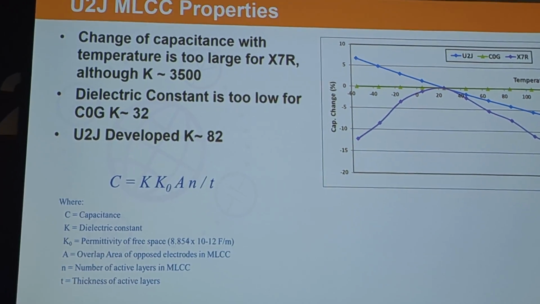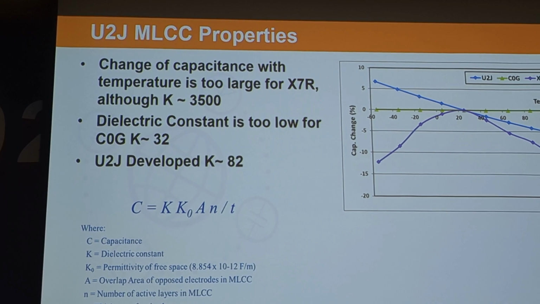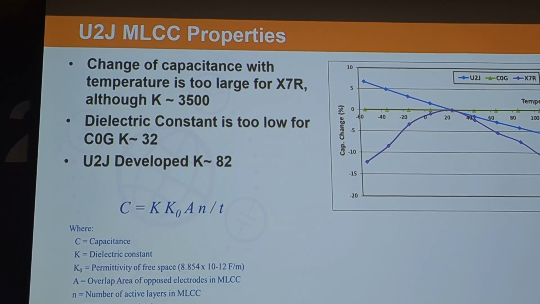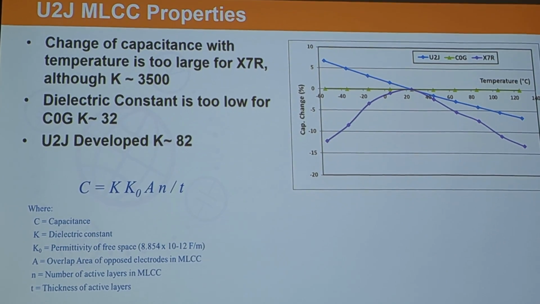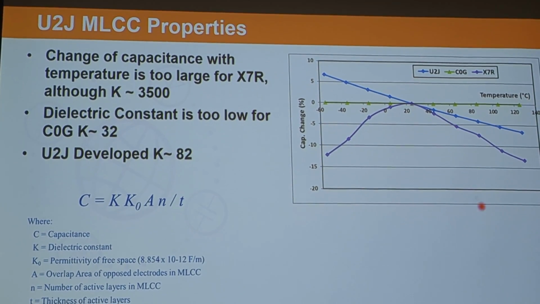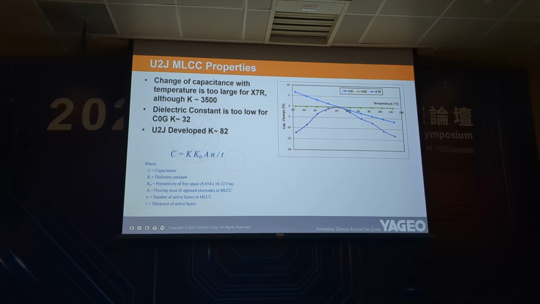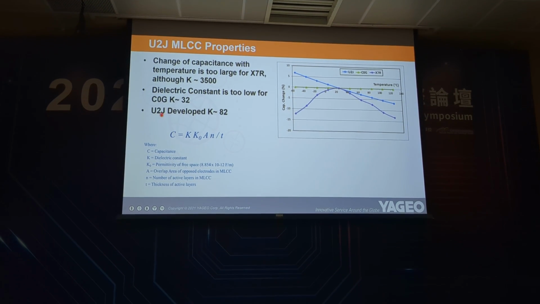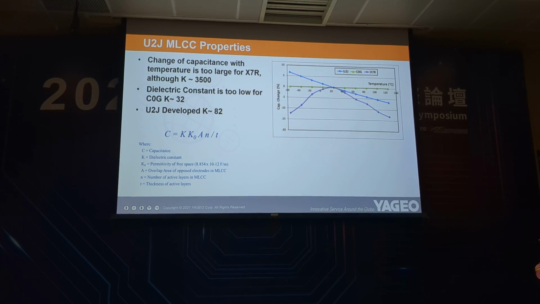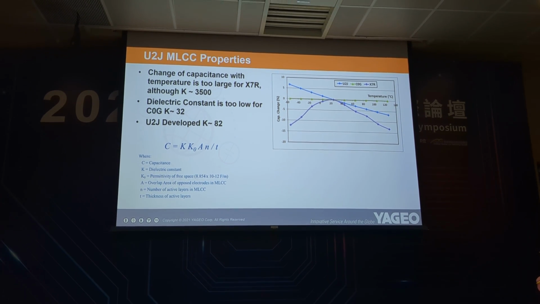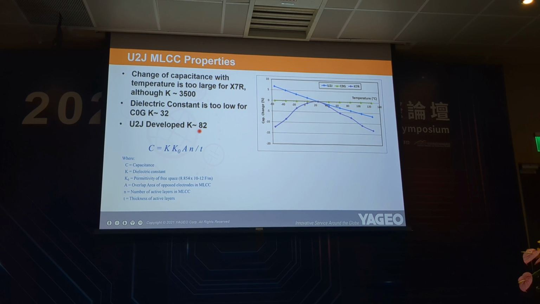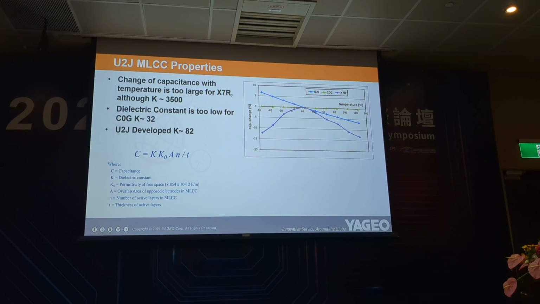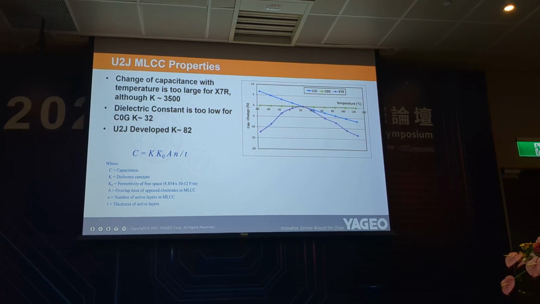This plot shows the typical temperature coefficient of the class 1, the C0G in green, and U2J in blue, and X7R in purple. As already mentioned, we developed the dielectric, a titanium doped calcium zirconate dielectric, that has a relatively higher dielectric constant than the C0G, but if compared with X7R, the dielectric constant is still much lower.